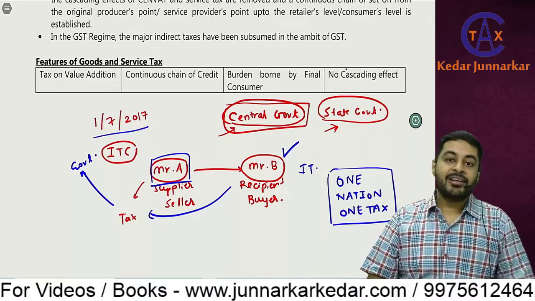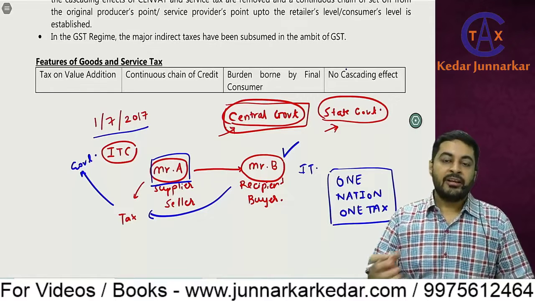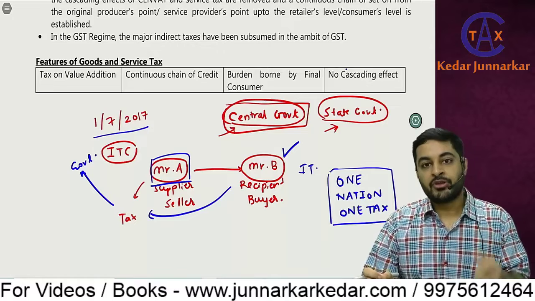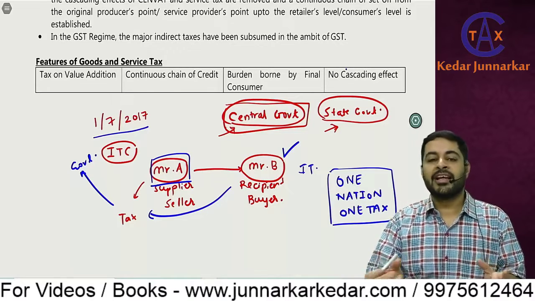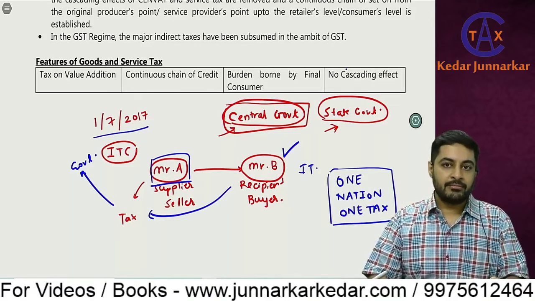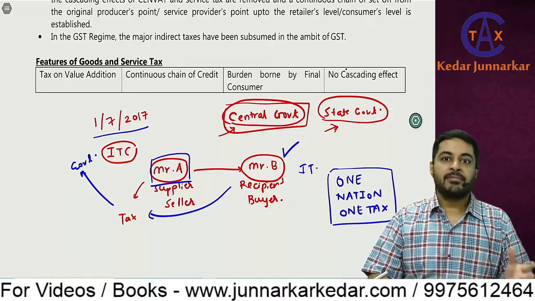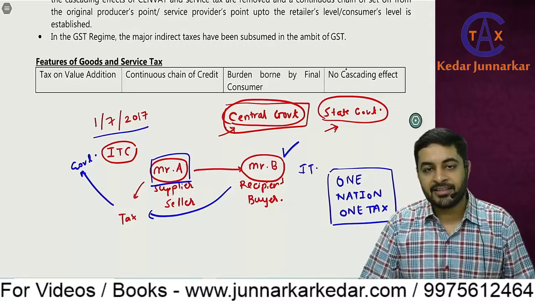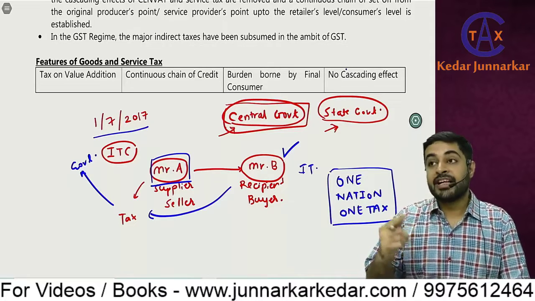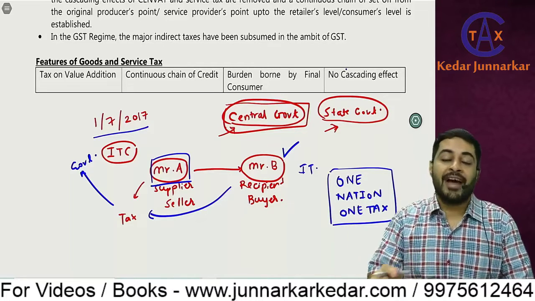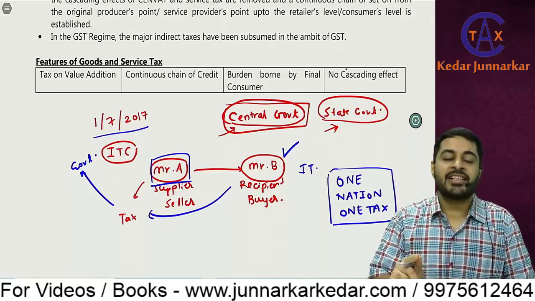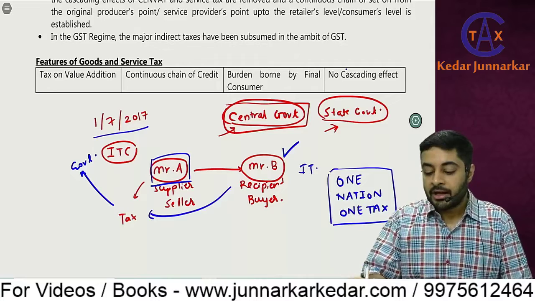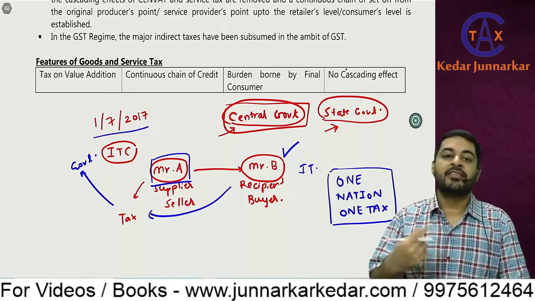Under the earlier provisions, VAT in Assam was different from VAT in Maharashtra. So a person selling a particular product, say a mobile phone, if he sold in Assam, maybe it was 5%. If he sold in Maharashtra, it was 10%. Then obviously businesses started doing tax planning in such a way that they would set up units in those states where the VAT rate was low. So for the same product, there were multiple tax rates in different states.